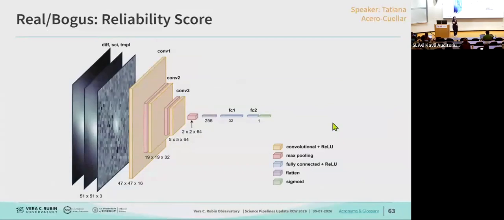Hello, I'm Tatiana Acero Cuellar. I'm a PhD candidate at the University of Delaware, and I'm going to talk about the real-bogus model. The model is still the same architecture, a very light CNN. The inputs are the science, difference, and template stamps, and the output is the reliability score.